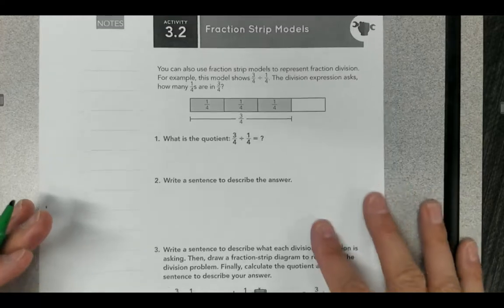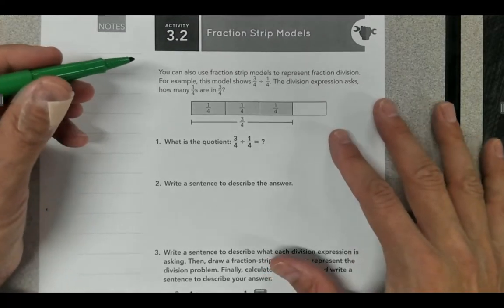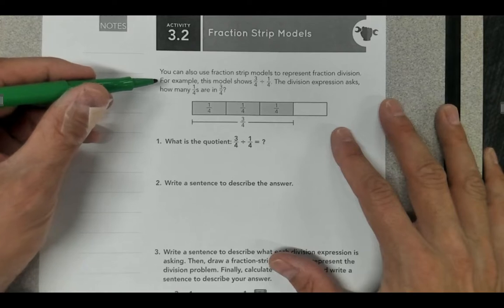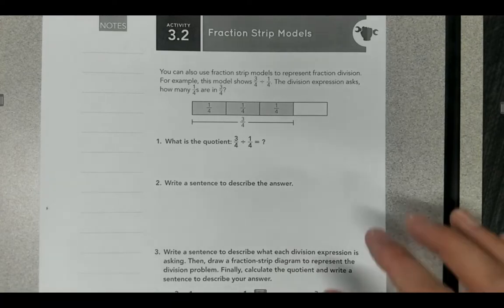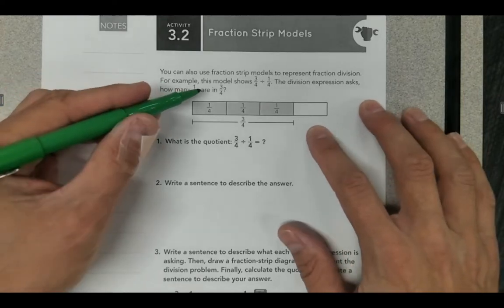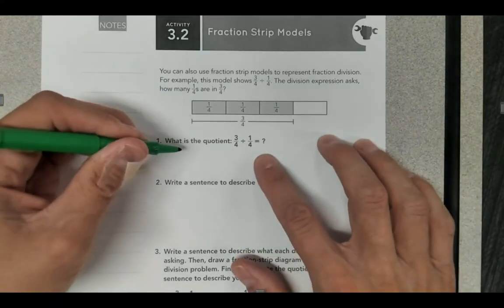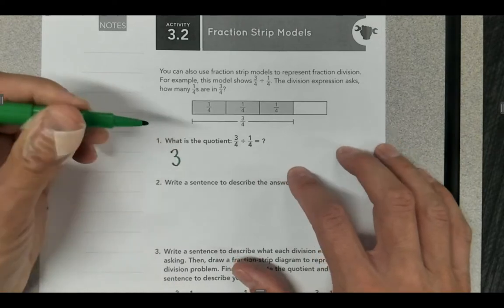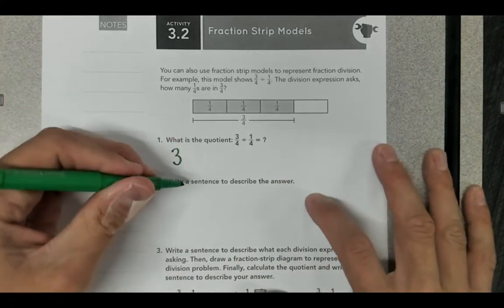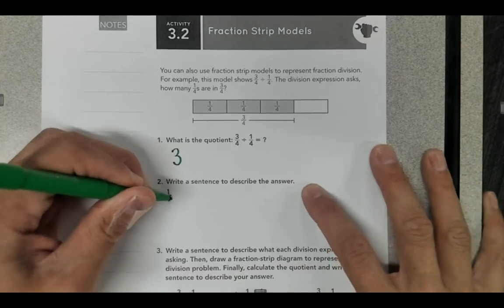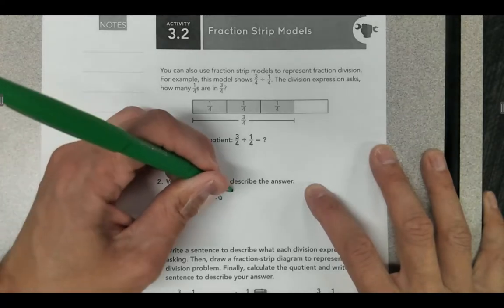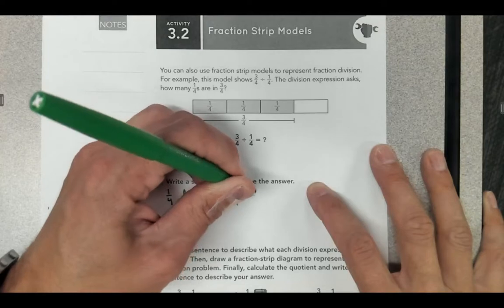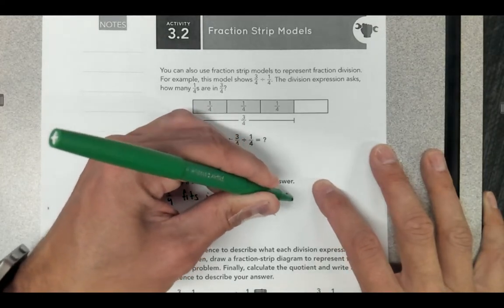Activity 3.2, fraction strip models. You can also use fraction strip models to represent fraction division. For example, this model shows 3/4 divided by 1/4. The division expression asks how many 1/4 are in 3/4. What is the quotient of 3/4 divided by 1/4? Well, it is going to be 3. The quotient will be 3. And then the answer: 1/4 fits into 3/4 3 times. Okay.